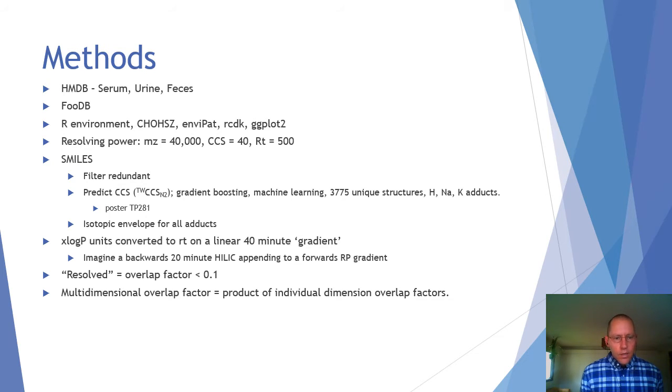Now, we will consider metabolite signals as being resolved if their overlap factor is less than 0.1. If we have multiple dimensions in consideration, so for example, mass and collisional cross-section or IMS resolving power, the total overlap factor is the product of the individual ones.